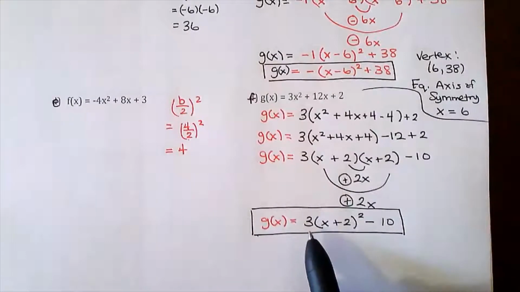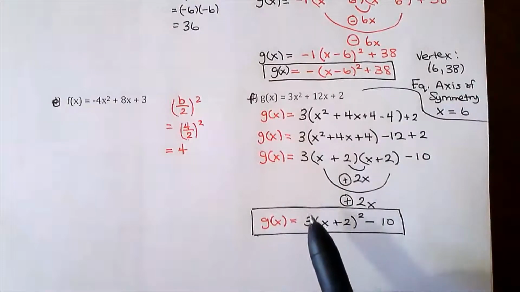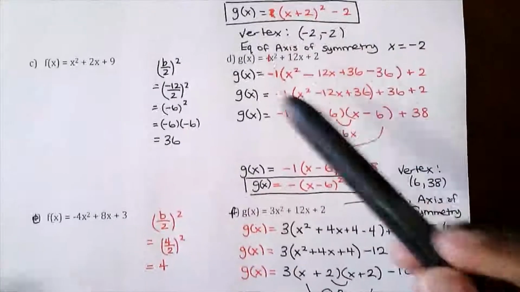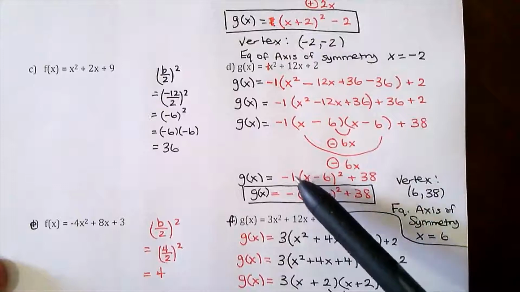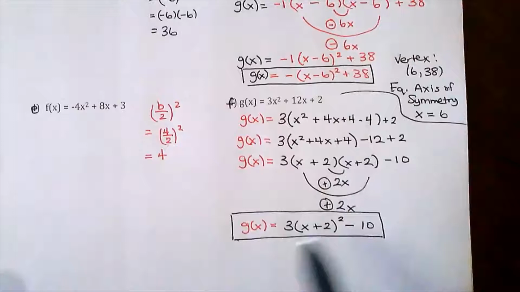Why do we keep the 3 here? Because it's a 3. The only time you can get rid of the number there is if it's a 1, where we really don't have to write a 1. And if it's a negative 1, again, you can erase the 1, but the negative must stay. If it's any other number, it better be there.